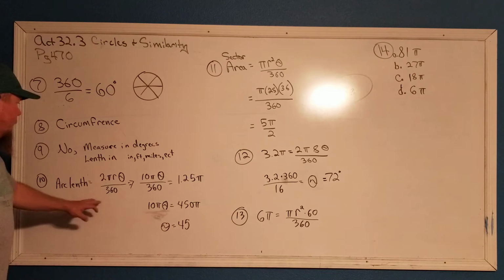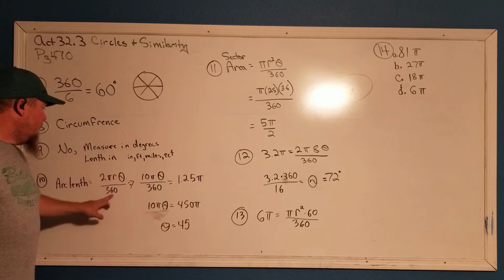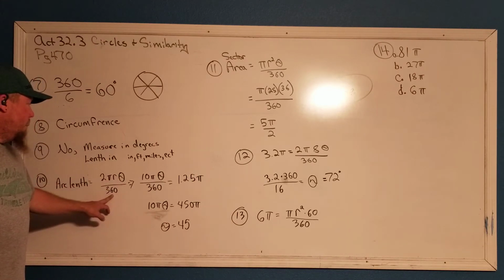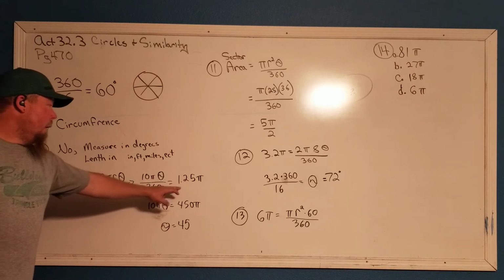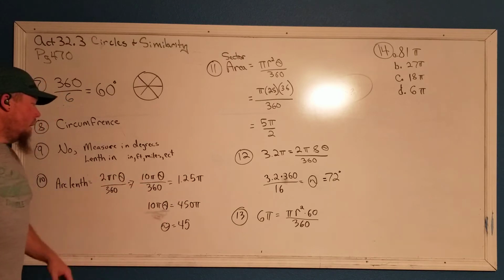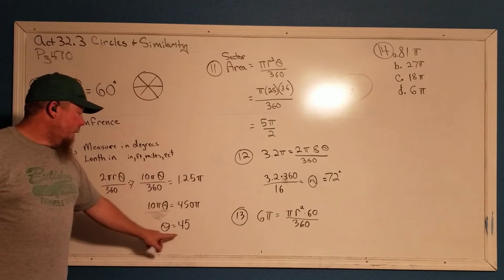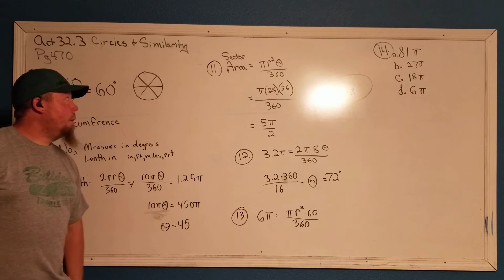They have arc length. The formula for that is 2 pi r theta over 360. And so we simply plug in, our radius is 5, so we get 10 pi theta over 360 equals 1.25 pi. They give us the arc length. Then you do some math there and you'll get the angle is equal to 45 degrees.